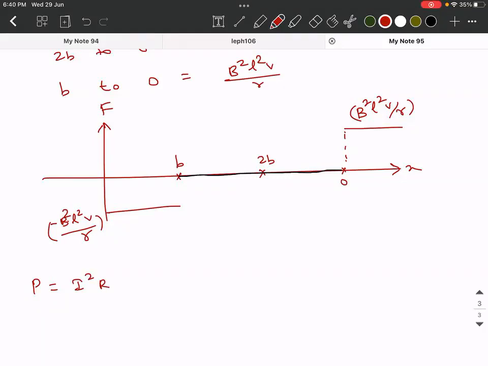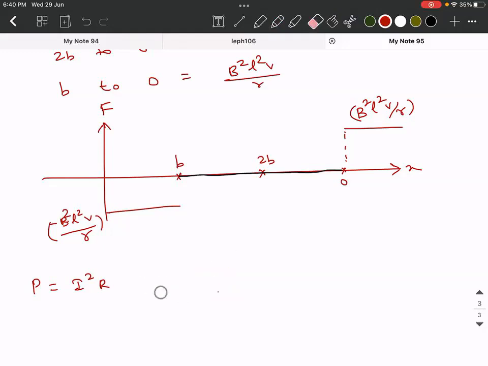They ask the power. Power is V into I, V is equal to I R, so I square R. So I square is how much? B square L square V square divided by R square.